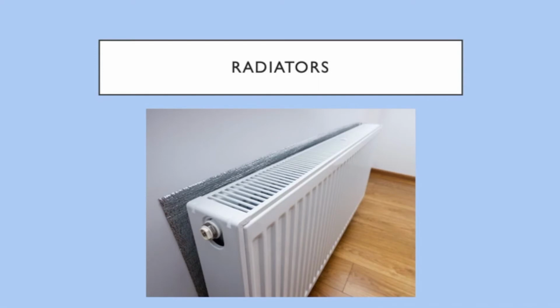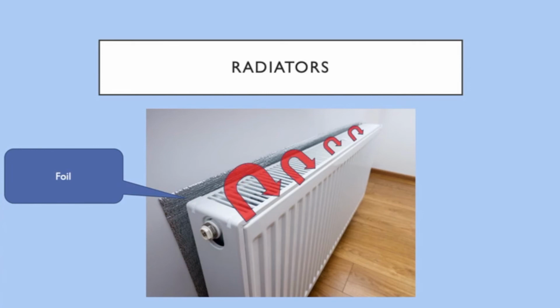You might also see that some radiators have got this silver foil behind. And this foil, it's not just normal kitchen foil, it's slightly stronger stuff so that it doesn't corrode and things like that, but the foil basically will reflect the infrared radiation back into the house, and so it will keep the inside warmer.